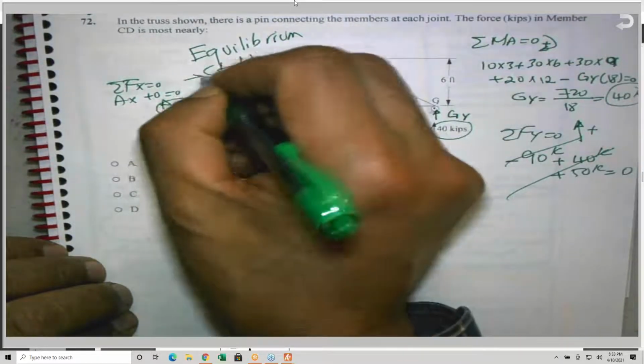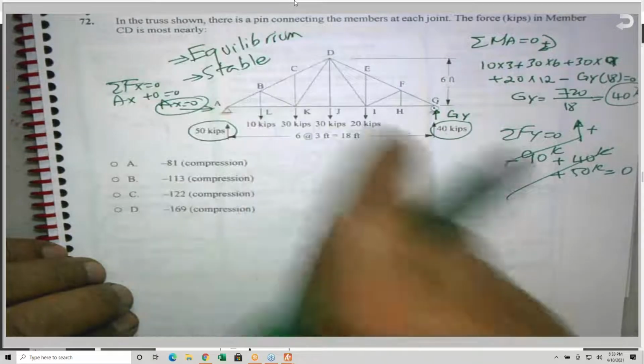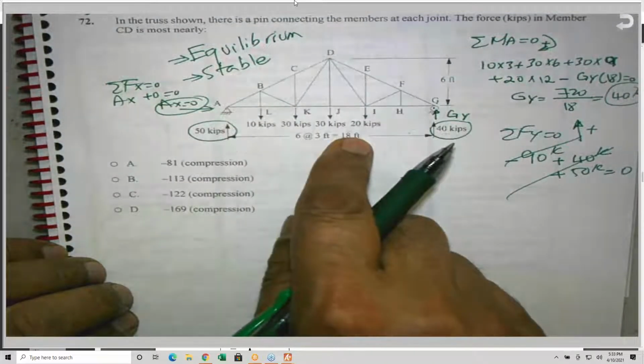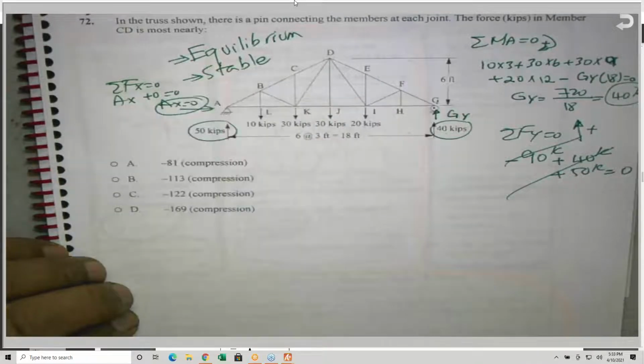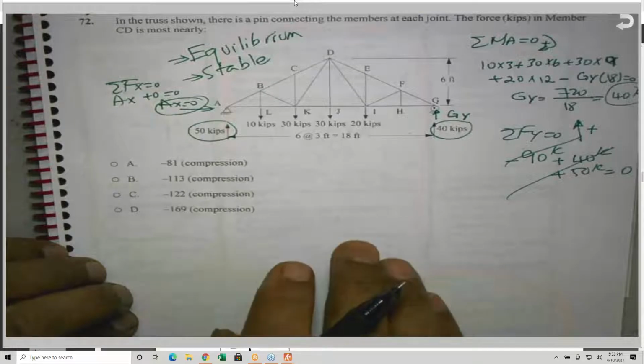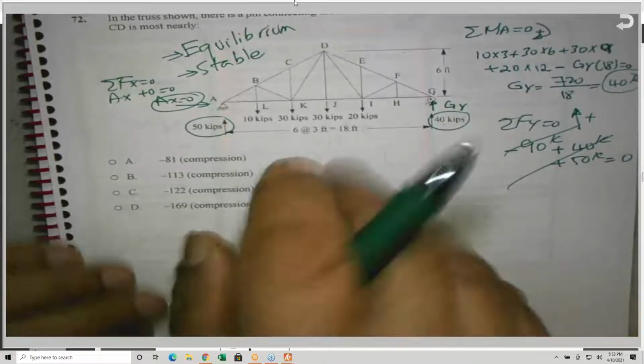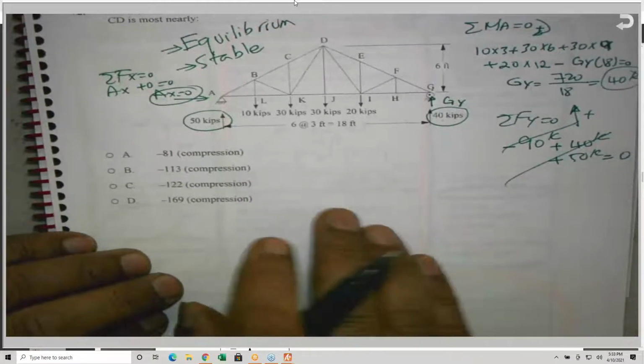So it must be stable and it must be in equilibrium. It could be in equilibrium, not moving around, but it will fail because of stability, and we're going to talk about stability. So this is the thing that I needed to be.